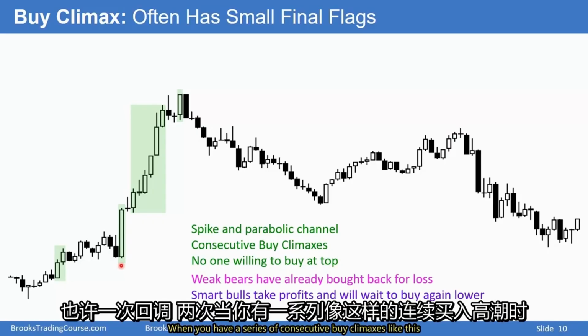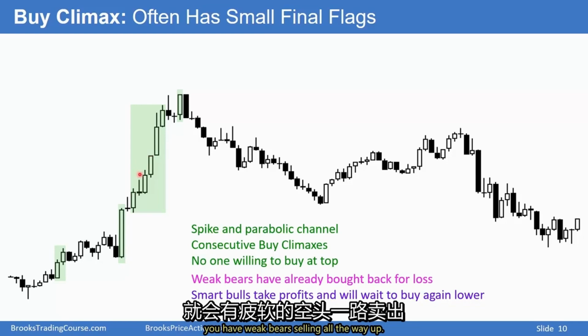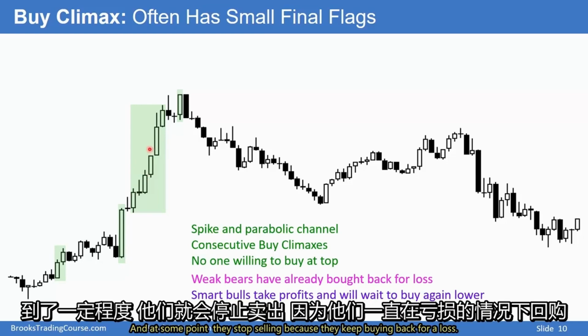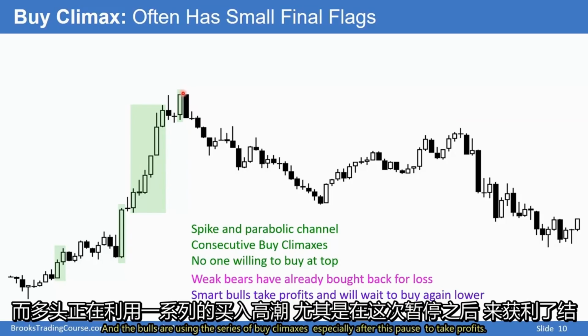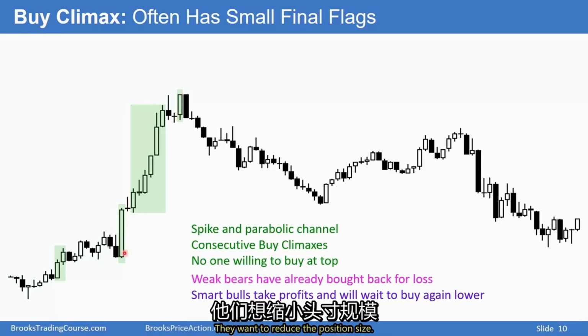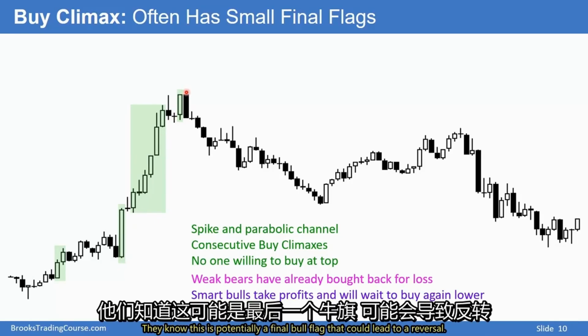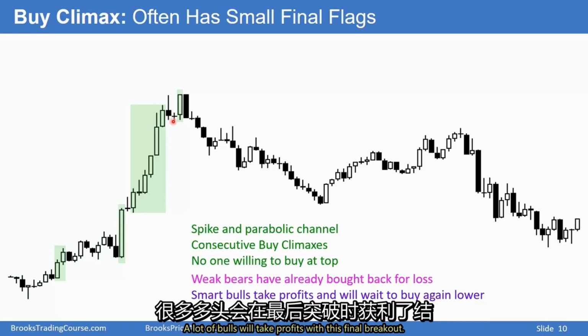When you have a series of consecutive buy climaxes like this, you have weak bears selling all the way up. And at some point, they stop selling because they keep buying back for a loss. And here, the weak bears are covering probably for the final time. And the bulls are using the series of buy climaxes, especially after this pause, to take profits. Their stop is far away. They want to reduce the position size. They know this is potentially a final bull flag that could lead to a reversal. A lot of bulls will take profits with this final breakout.